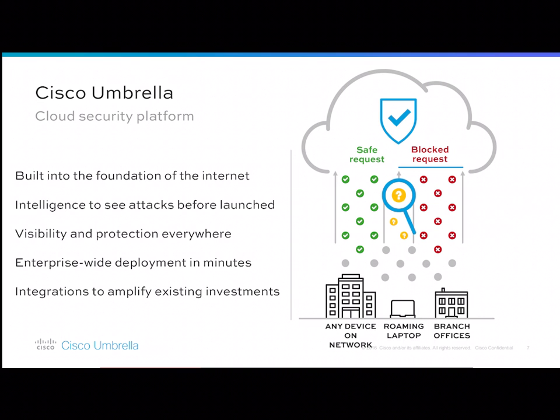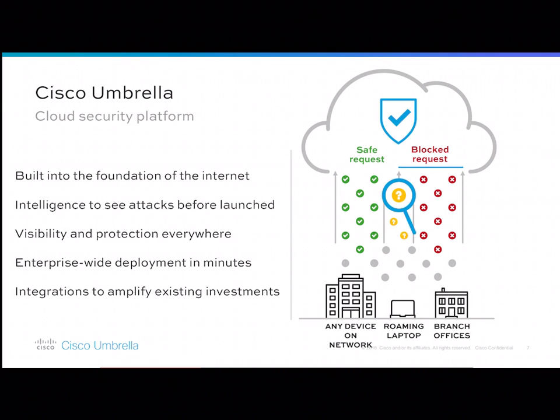So Cisco Umbrella is built into the foundation of the internet and blocks requests to malicious, unwanted destinations before a connection is even established. Again, without adding any latency. So stop threats over any port before they reach your network and your endpoints. Visibility and protection everywhere. Your users and apps have left the perimeter. Cisco Umbrella provides the visibility needed to protect internet access across all devices on your network, all office locations, and for your roaming users.